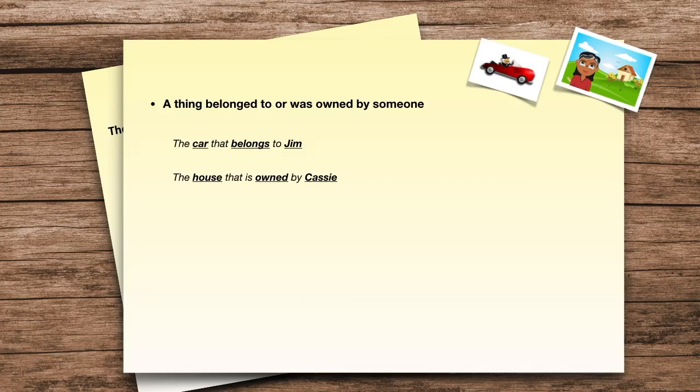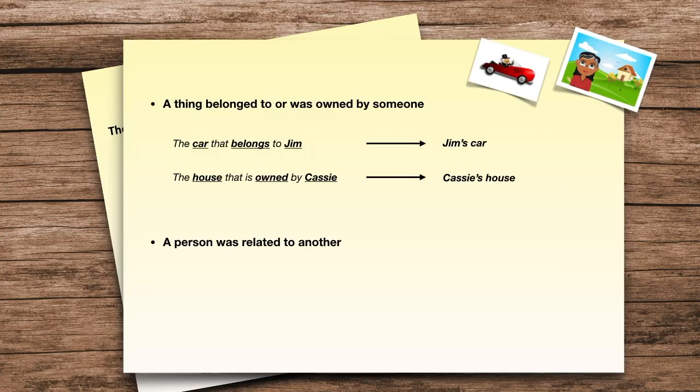Now, in the first instance, we have the car that belongs to Jim. So clearly Jim owns the car, so you place Jim first and the car afterwards. Jim's car. The same rule applies for the house that is owned by Cassie. Clearly Cassie owns the house, so Cassie first, house afterwards. Cassie's house.